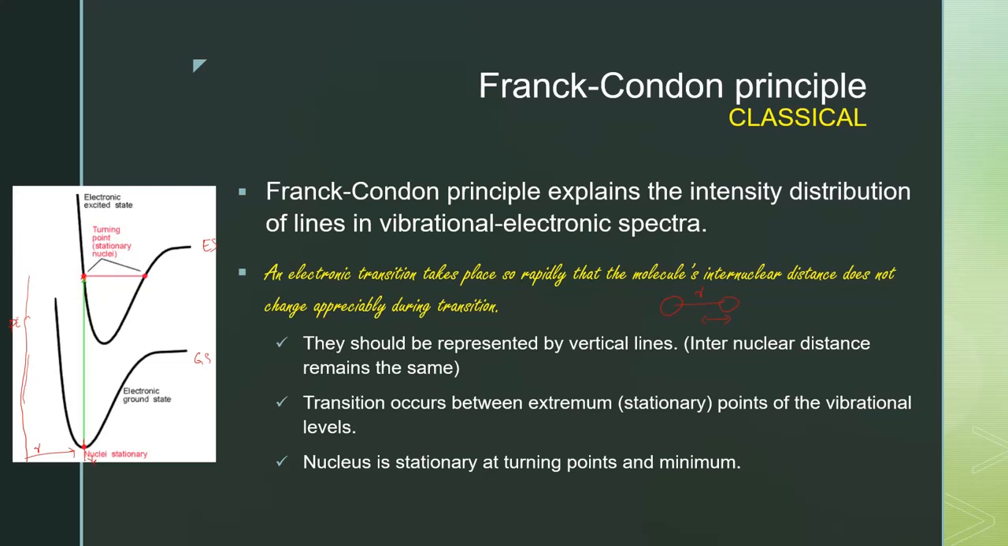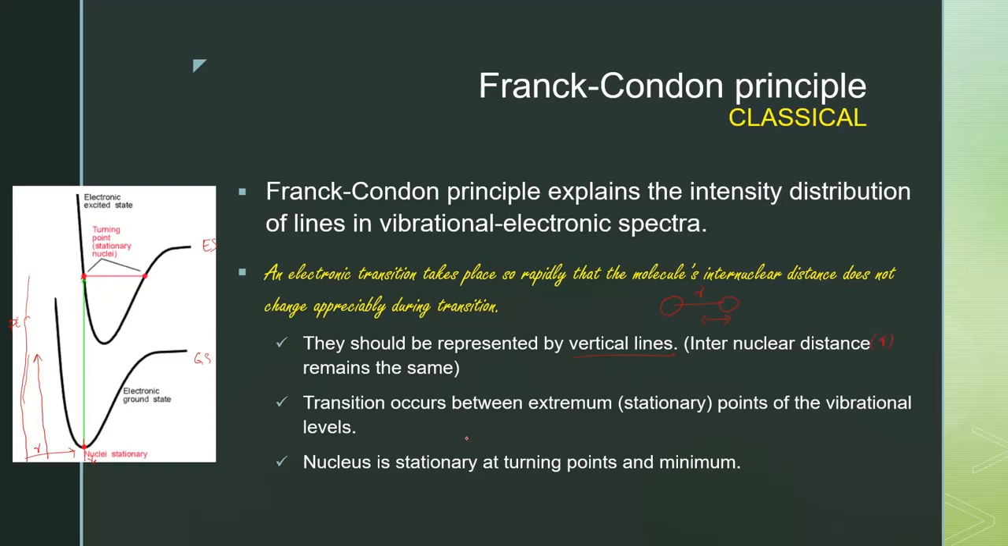The bond length has to be the same. I am not talking about minima. The bond length R has to be the same for the lower energy state, the ground state, and the excited state. So if these are the same, all of this has to fall on a single line. So the transition here occurs in a straight line. They are represented by vertical lines because the internuclear distance, R, is the same.